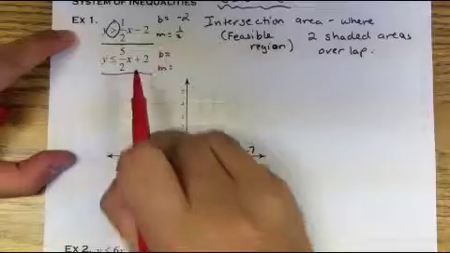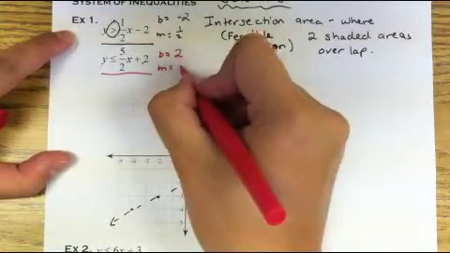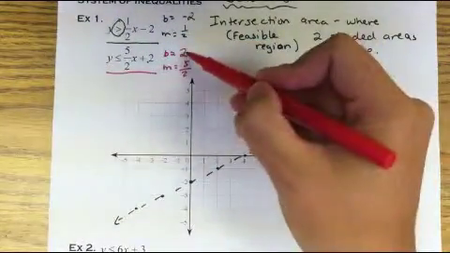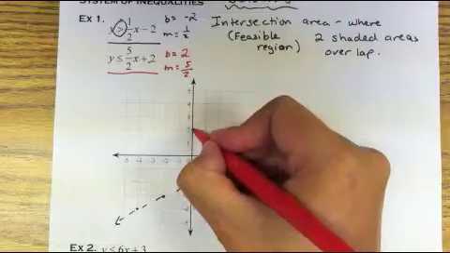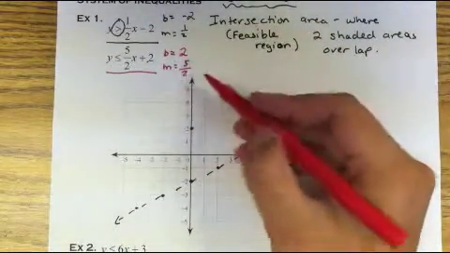Our b is what? Positive 2, which is our y-intercept. Our m is 5/2, and that's positive. Plot our b first on our y-intercept, so up to positive 2. And it's a positive 5 over 2.